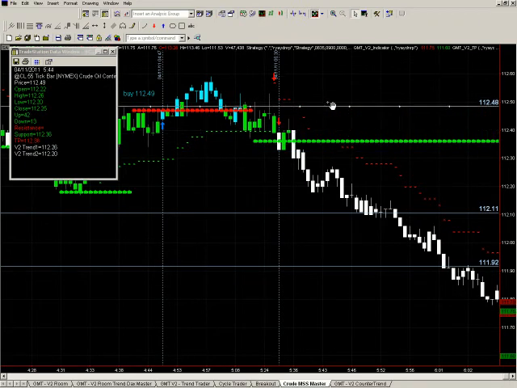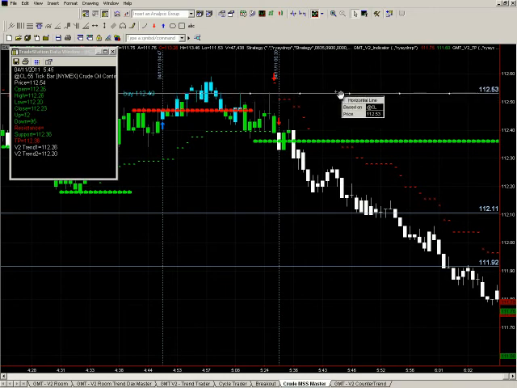So for us here, the other option is that we use this level here as our stop at 1112.53. Now this is more for manual testing. If you're auto trading this strategy, I'm going to show you what happens with the auto trader in a second. But basically for manual trading, you've got one of three options with the stop.